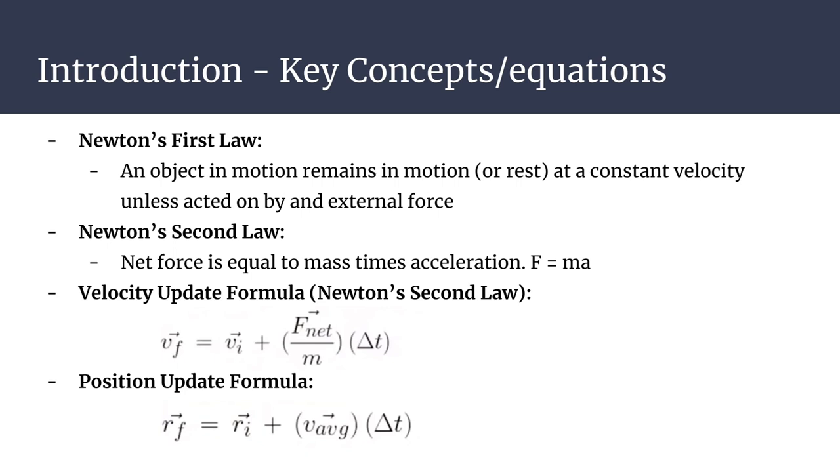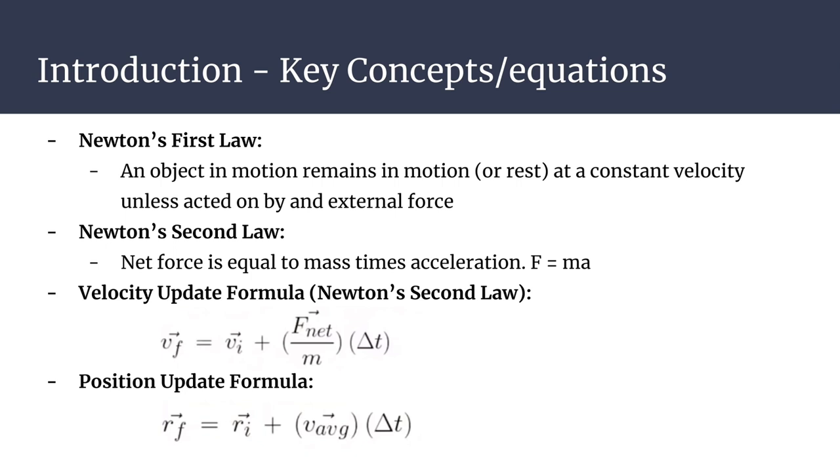First, we have Newton's first law. An object in motion remains in motion, or an object at rest remains at rest, at a constant velocity unless acted on by an external force. This is relevant because the system is not being acted on by an external force, so the system stays at a constant speed. Then we have Newton's second law. Net force is equal to mass times acceleration. We can use this because there is no change in velocity, no acceleration, so therefore there is no net force acting on the system.